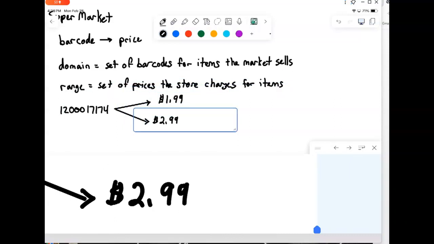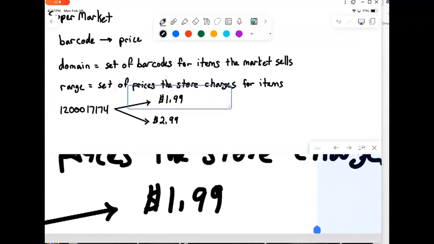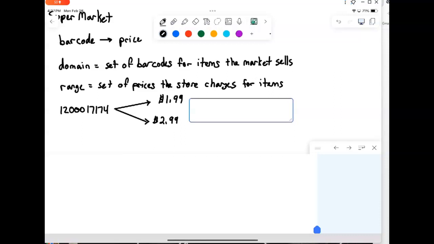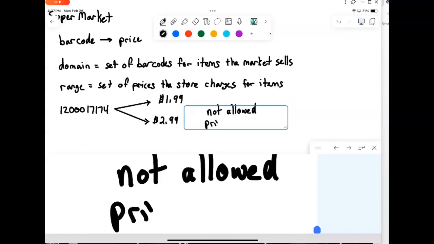Now we're not talking about coupons. Sometimes you buy one thing and you get one at a discount or something like that. That's different. We're just talking about the basic price of the item. That shouldn't change in our supermarket. That's not allowed. We don't want that to happen in our supermarket. The price of the item should be well defined.